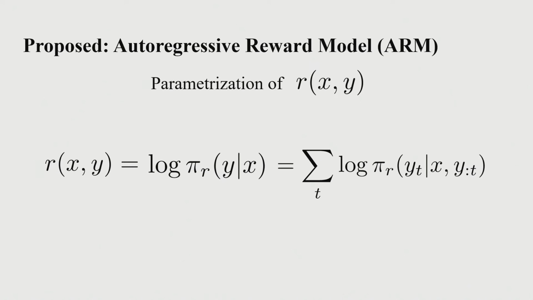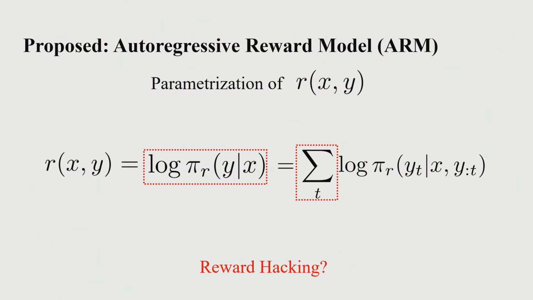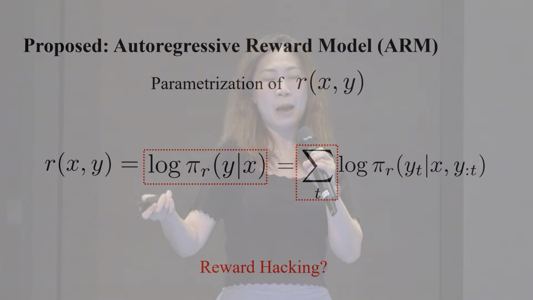So the idea is very simple, just reparameterization. Just parameterize your reward function as some kind of logarithm of probabilities, and essentially sum over all the tokens. With this parameterization, we believe that it could even alleviate reward hacking because you are shrinking the function class, putting more priors into your function class. So using the same amount of data, hopefully you are less susceptible to this reward hacking problem.